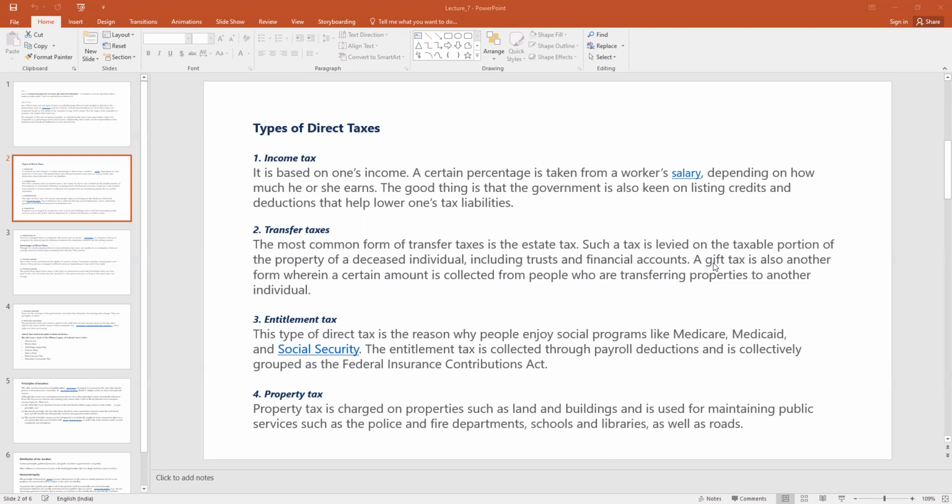A gift tax is also another form, wherein a certain amount is collected from people who are transferring properties to another individual. For example, I am paying 1 lakh rupees to a trust. That is the gift I paid to the trust, and the trust is receiving that 1 lakh rupees. When I pay that 1 lakh rupees as a free gift or donation to that particular trust, I get the tax benefit under Section 80C of the Income Tax Act. There are various schemes and subdivisions under 80C. There I get the 10% income tax benefit. That means that 1 lakh rupees is directly deducted from my income.